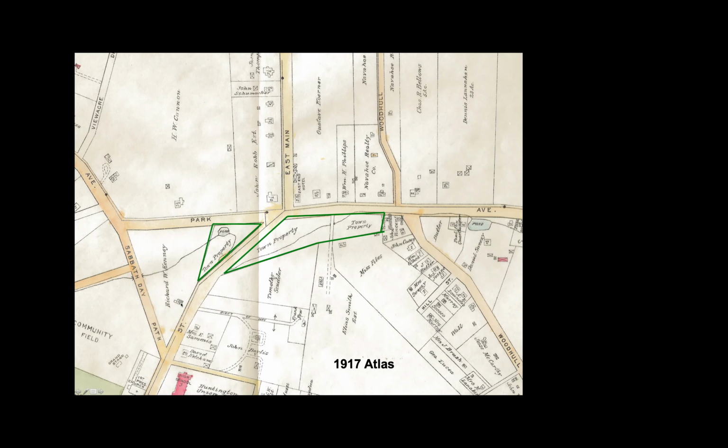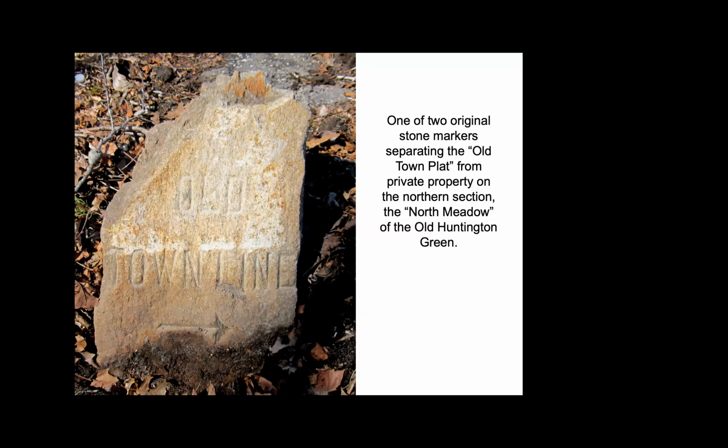By 1917, it was owned by a gentleman named Richard Kenny. He sold it to Edward Kringle, and Kringle came up with a plan to subdivide this property into 25 building lots. This is just to show that there's the dividing line between the traditional village green and what comes next, which is maybe a little confusing.